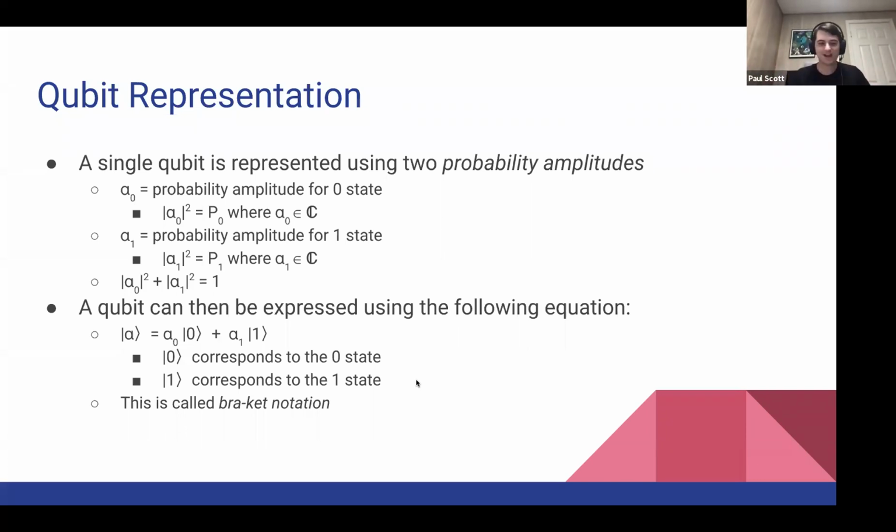I don't really know why they chose this name. It looks like a bracket, but it's not. I'm not exactly sure.